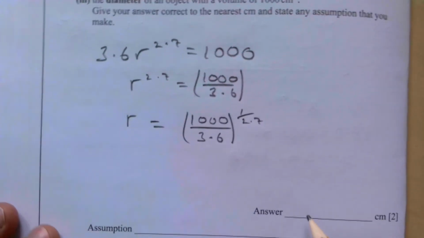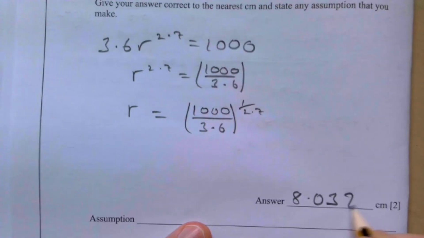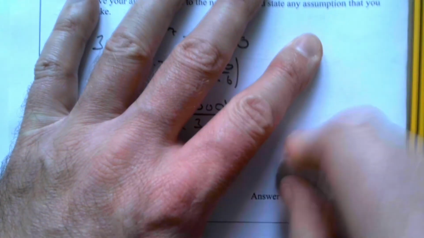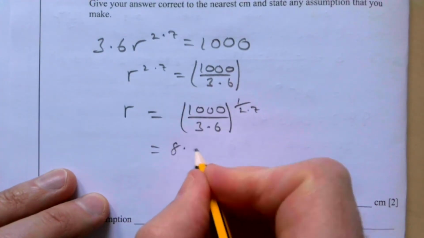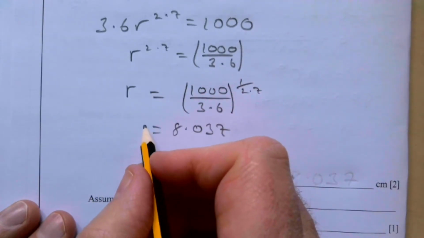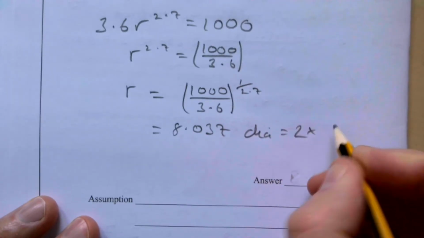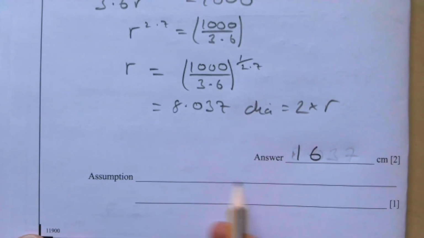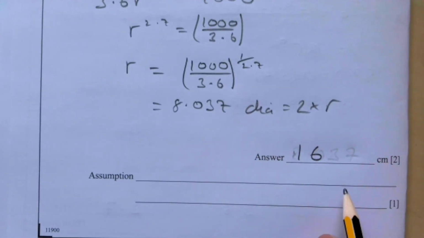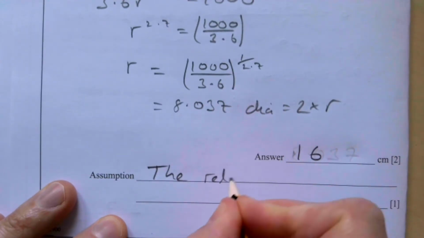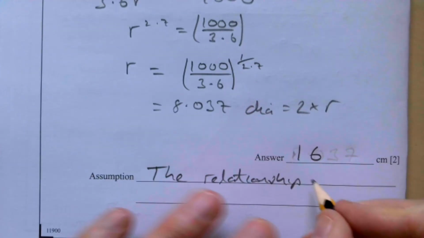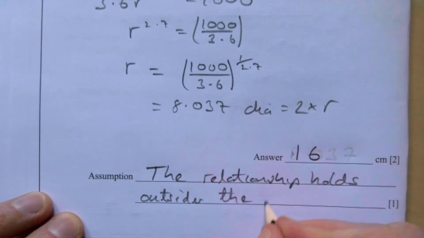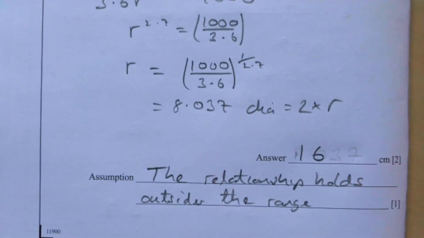That gives you a value of 8.037, and of course that's the radius. So for the diameter, 2 times the radius, and so that rounds fairly closely to 16 centimetres. The usual assumption, you often get asked this at the end, is that the relationship holds outside the range. And that's us for that question.